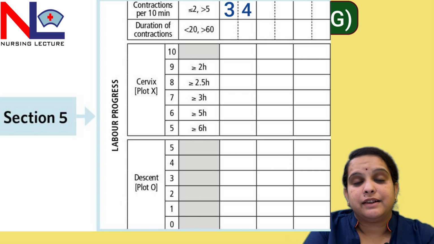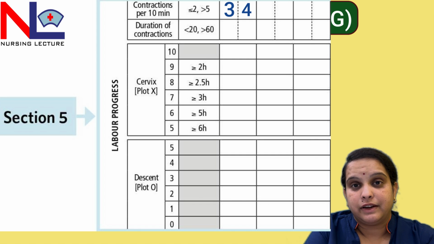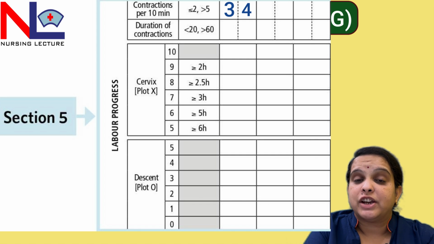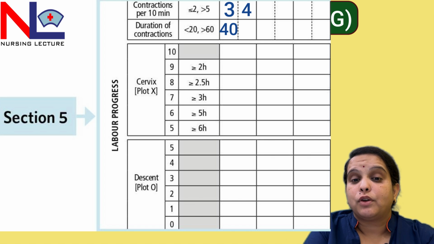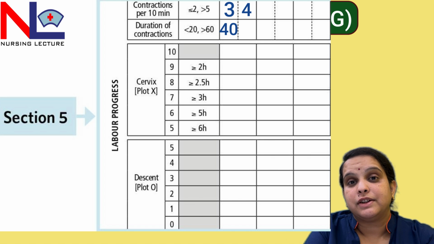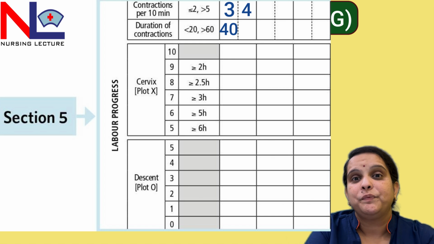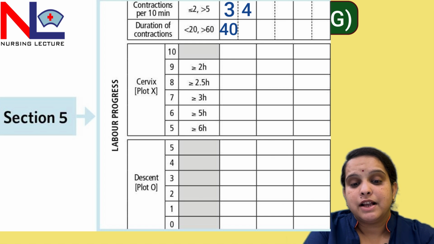In a similar way, the next thing written here is the duration of contraction. While you are checking for uterine contraction, you note how long the contraction lasts. If you are palpating the abdomen and the contraction lasts about 40 seconds or 30 seconds, this is how you write it, in seconds. Here the alert is less than 20 and more than 60. These are the seconds.